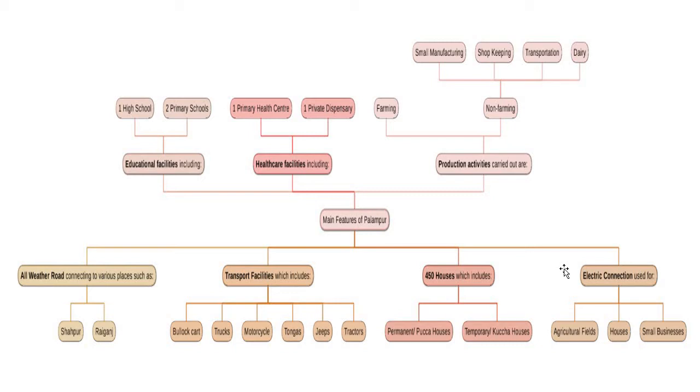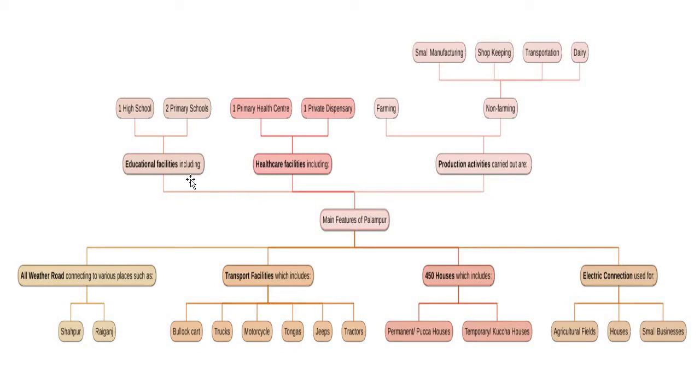Electric connection in Palampur is used for 3 purposes. First of all, in the houses. Secondly, it is even used in agricultural field, as you all know that it is used for irrigation. And the third one is small businesses. The people of Palampur carry out small businesses in their household, and electric connection helps them.